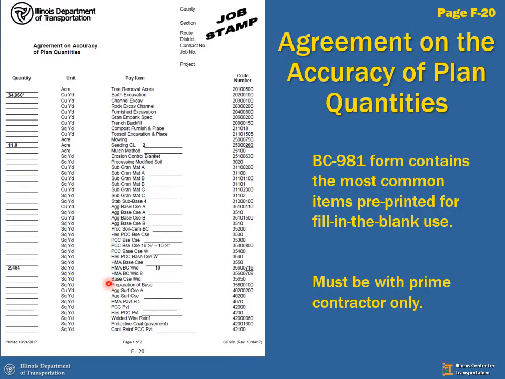Here we see an example of the agreement on the accuracy of planned quantities. That's the long sentence that says agreement to planned quantity. It is the BC 981 form. It contains the most common items that are agreed to right here, and you can see the units of measure. What is one unit you don't see here? Tons, right? Yep, we don't agree to tons. This is the first page, one of two. Let's look at page 2.